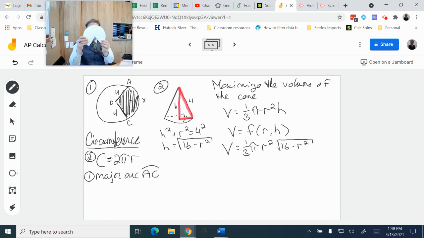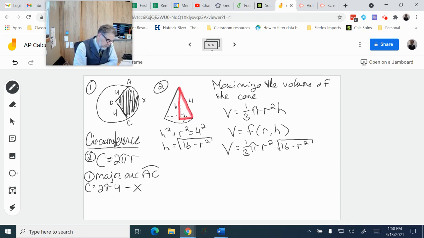Let me show you again. Here's my major arc AC. Remember, major arc is the long way around the circle. Minor arc is the short way around the circle. And when I turn this into a cone, oh, look at that. There's the circumference of my cone. Well, how long is that major arc? Well, the full circumference is 2 pi times the radius, and the major arc is the full circumference minus the cutout.